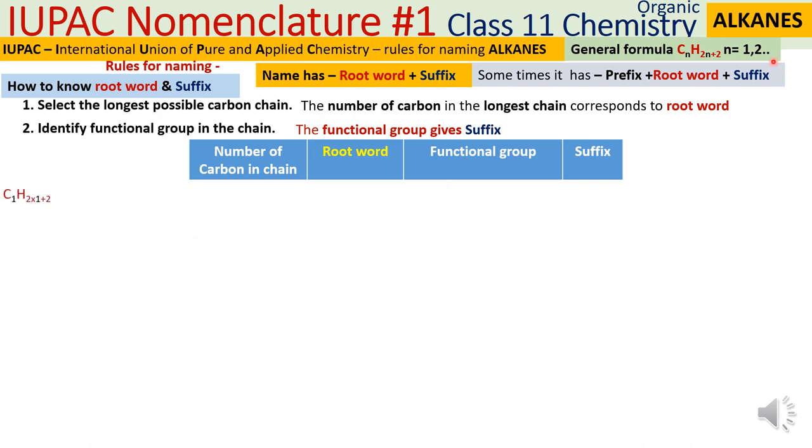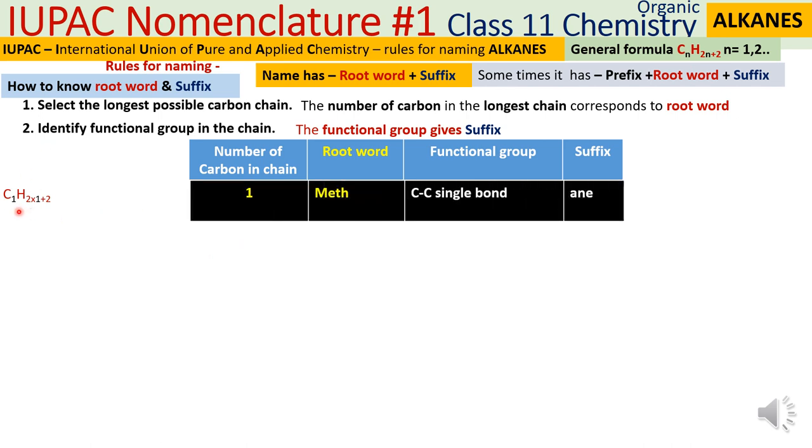Let us see, if n is equal to 1, then it will be the formula C1H(2 into 1 plus 2), then the condensed formula is CH4. So here all the elements have been condensed, or written in the form of the number of carbons and elements together.